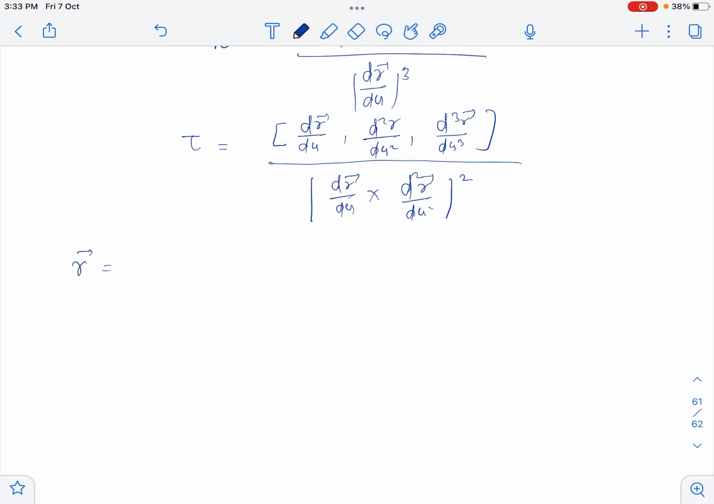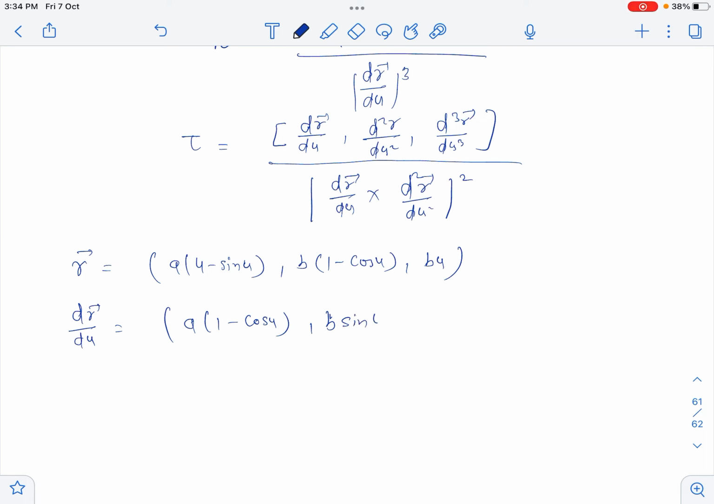So let us write what r is. r is equal to a(u minus sin u), a(1 minus cos u) and bu. Let us first find dr/du, d²r/du² and d³r/du³. So dr/du is equal to a(1 minus cos u), a sin u, and b.